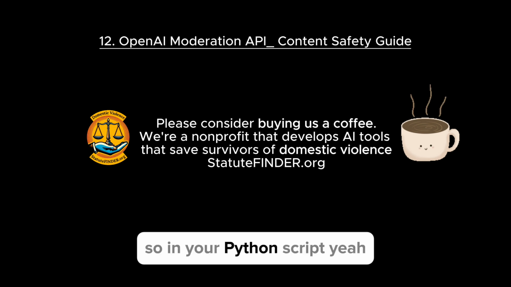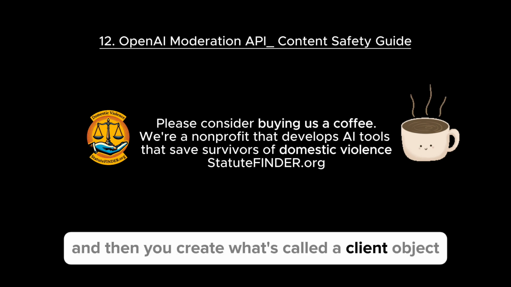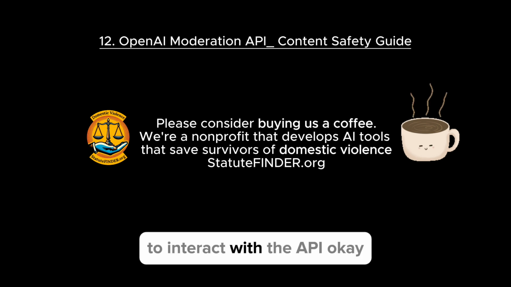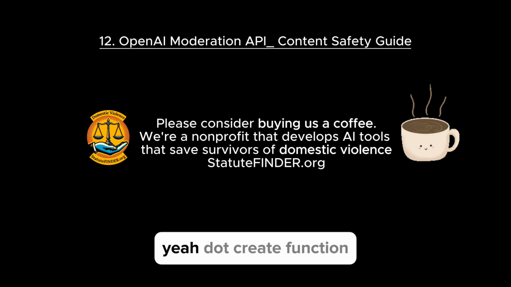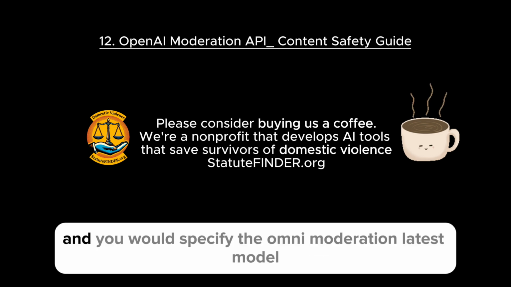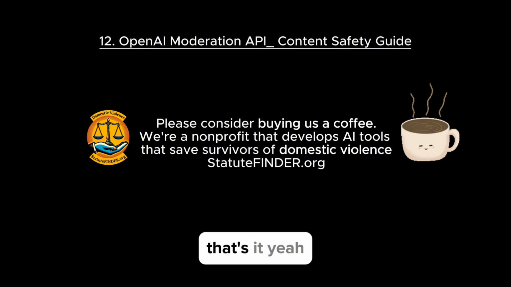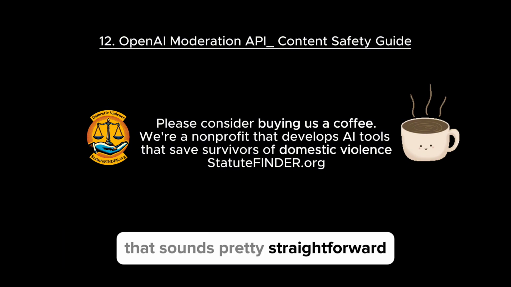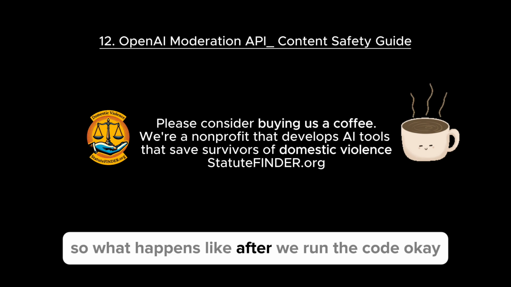Exactly. So in your Python script, you would start by importing the OpenAI library, and then you create what's called a client object to interact with the API. And then finally, you use the moderations.create function, and you would specify the Omni Moderation Latest model and pass in the image that you want to check. That's it. That sounds pretty straightforward, even for me.